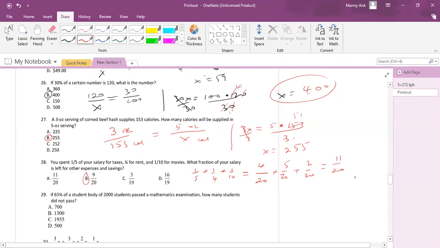Okay. So you have 20 parts. You're taking 11 out of 20. How many parts will be left? You have 9 parts out of 20 left. In other words, you have 1 minus 11 over 20, which is the same as 20 out of 20 minus that, which is 9 over 20. So that's 20 out of 20 minus 11 over 20. That's what that means. You get that?